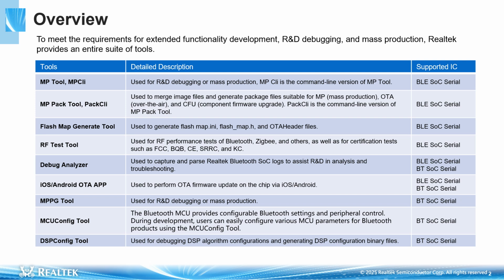MPPG tool is utilized for R&D debugging or mass production with Realtek BT SoCs. MCUConfig tool allows Bluetooth MCUs to offer configurable Bluetooth settings and peripheral control. During development, users can conveniently configure various parameters for their Bluetooth products with MCUConfig tool. DSP-config tool is used for debugging DSP algorithm configurations and for generating DSP configuration binary files. Below is a detailed introduction of each tool.